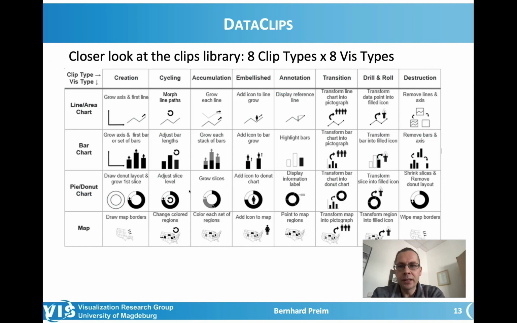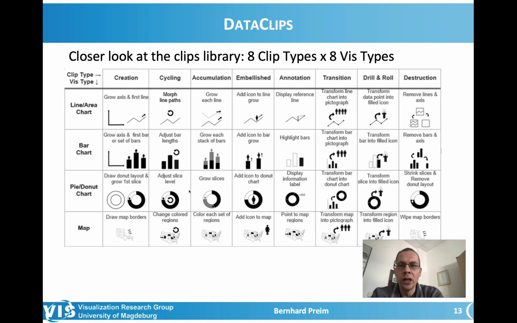Yeah, that's the clips library, a little bit more an abstract view of it. They have 8 different clip types. Those were the clip types that were discussed in the beginning of this talk based on the analysis of the 70 videos: creation, destruction, cycling, accumulation, and so on, and the 8 different visualization types. Since it would be too complex to show a table with 64 entries as well as rows and columns, I decomposed this into 2 parts.